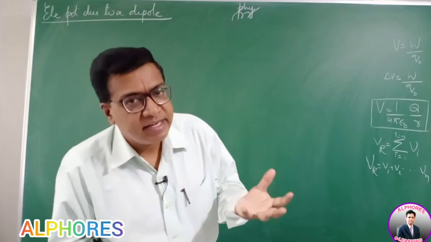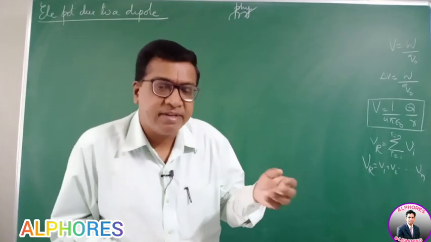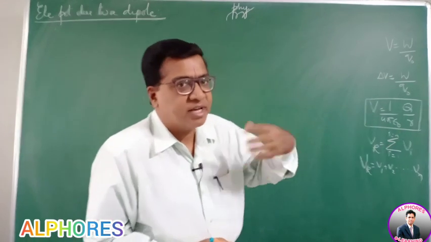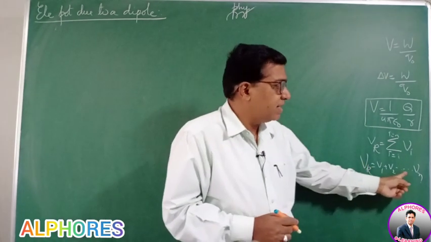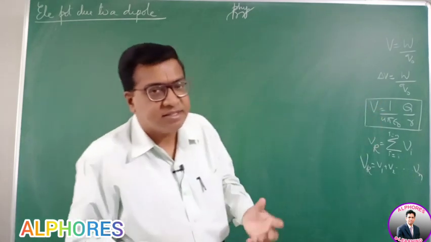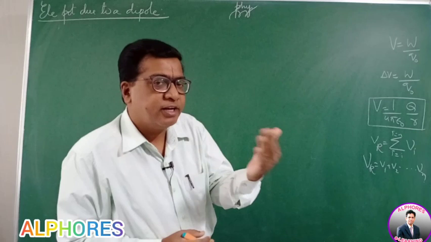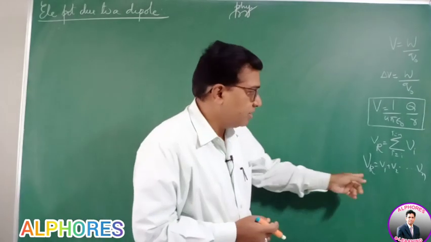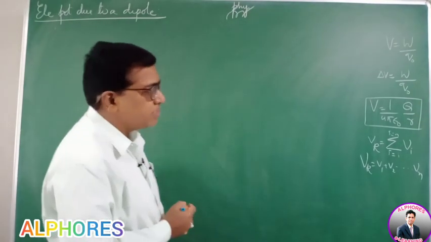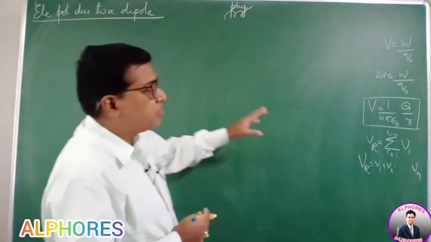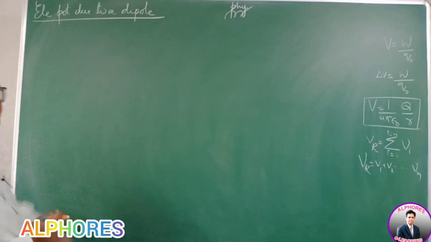Potential being a scalar, it can be positive, negative, or even zero. For a positive charge, it is positive. For a negative charge, it is negative. So while taking the resultant potential due to many charges, you have to take plus for positive and minus for negative. This way we get the resultant potential due to many charges. We shall make use of this formula to derive the potential due to a dipole.